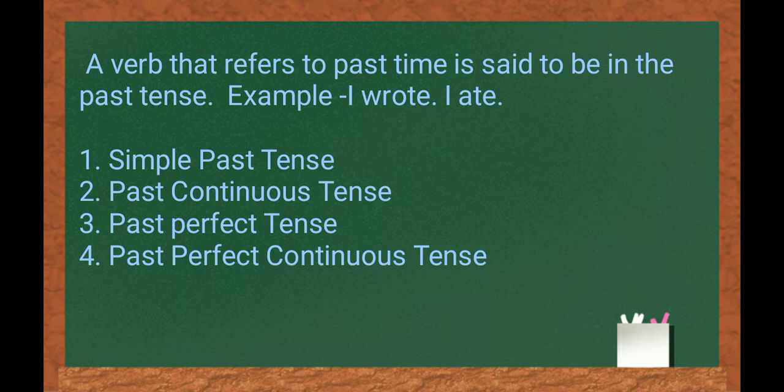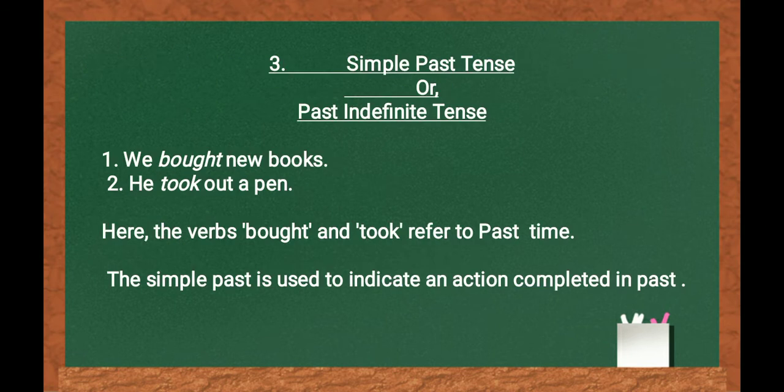Students, you have already done present tense. You have already read about the 4 types of present tense. Just like that, in past tense also we have 4 types: simple past tense, past continuous tense, past perfect tense, and past perfect continuous tense. So let's see simple past tense. What is simple past tense? Simple past tense is also called past indefinite tense.